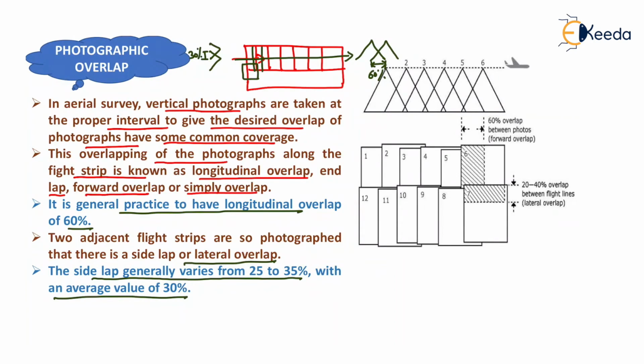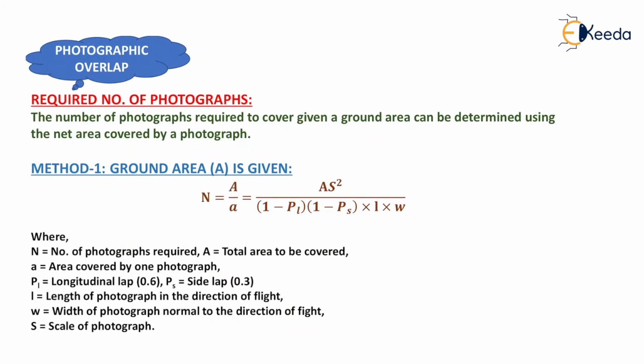So in questions we always keep the longitudinal overlap as 60% or 0.6 and side overlap as 30% or 0.3. That will be the longitudinal overlap and the side overlap. Now we need to compute the number of photographs. So there will be two methods for the computation of the number of photographs.